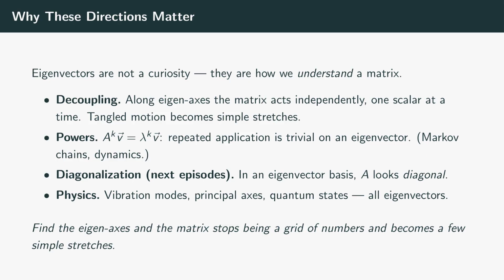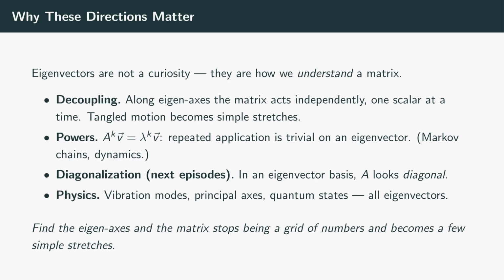Before we compute, let's say why anyone cares about these special directions, because the payoff is enormous. The first reason is decoupling. Along the eigenaxis, the matrix acts on each direction completely independently, one simple scalar stretch at a time. A motion that looked tangled and complicated, mixing all the components together, becomes a handful of separate, easy stretches once you look along the right axis.